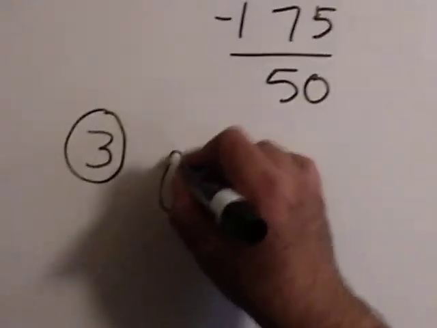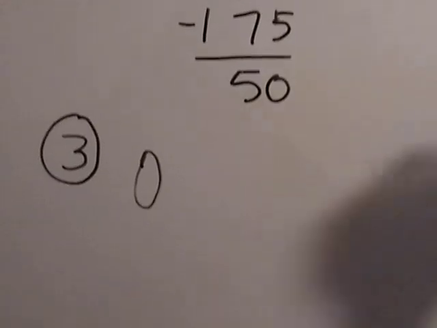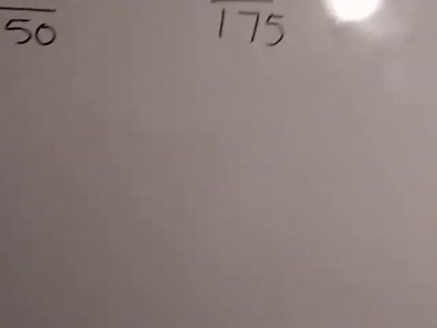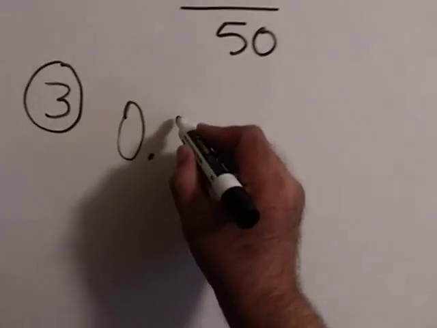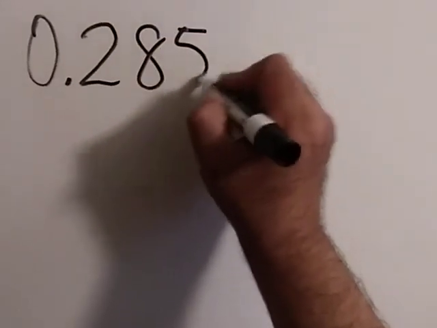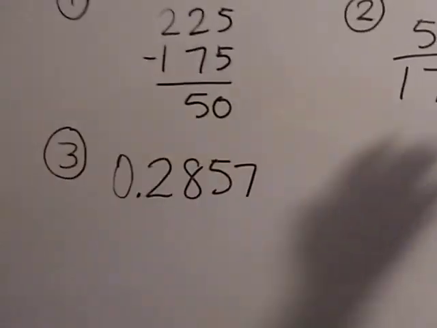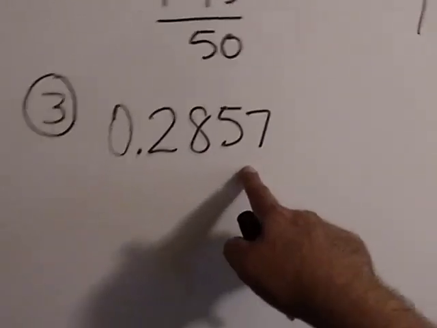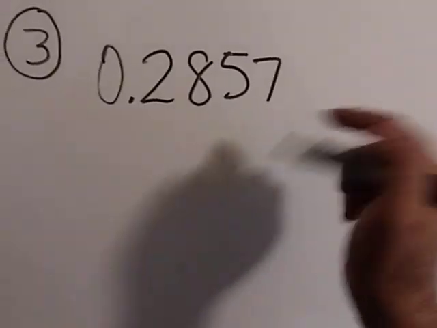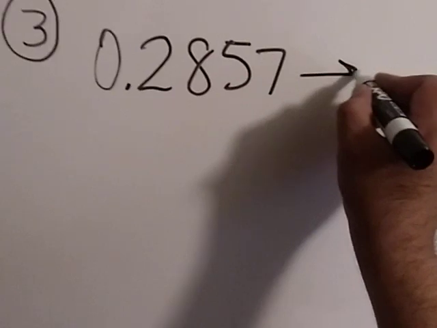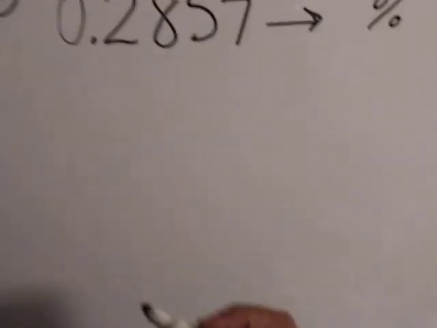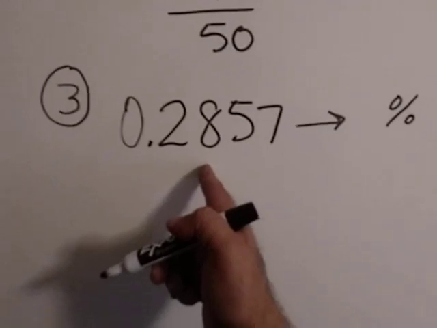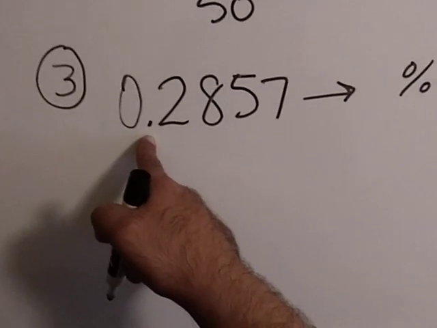If you divide 50 by 175, it gives us 0.2857. So when you divide 50 by 175, it gives us this number here, and we are converting this decimal to a percent. So I'll put a little arrow to a percent. And whenever we convert a decimal to a percent, what we need to do is move this decimal point 2 places to the right.